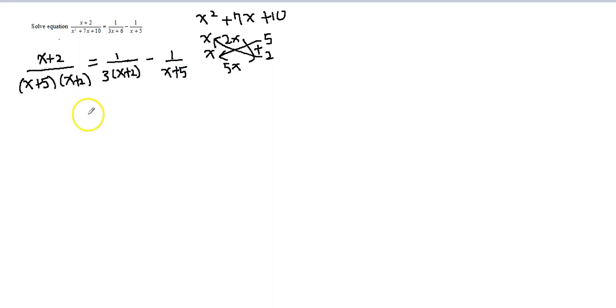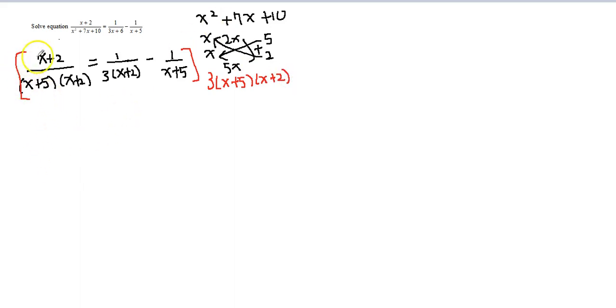Now we want to eliminate the fractions, so we are going to multiply everything by its LCD. In this case, if you look at the denominators, x plus 5 and x plus 2, and you got 3. So we're going to multiply every term by 3 times x plus 5 times x plus 2.